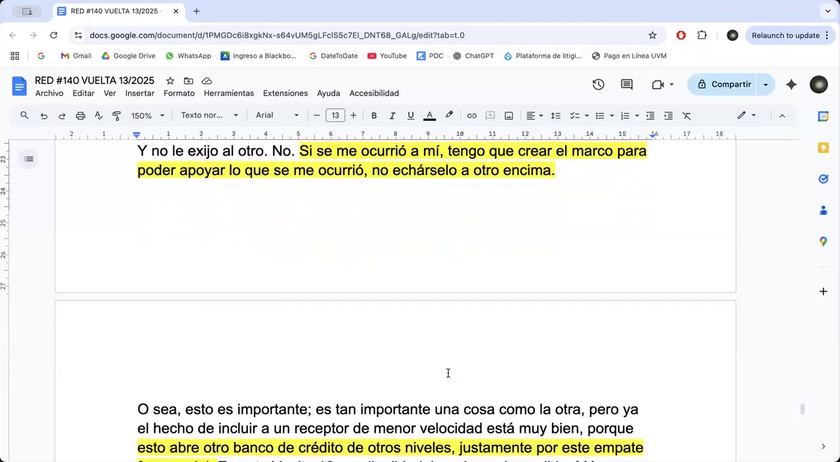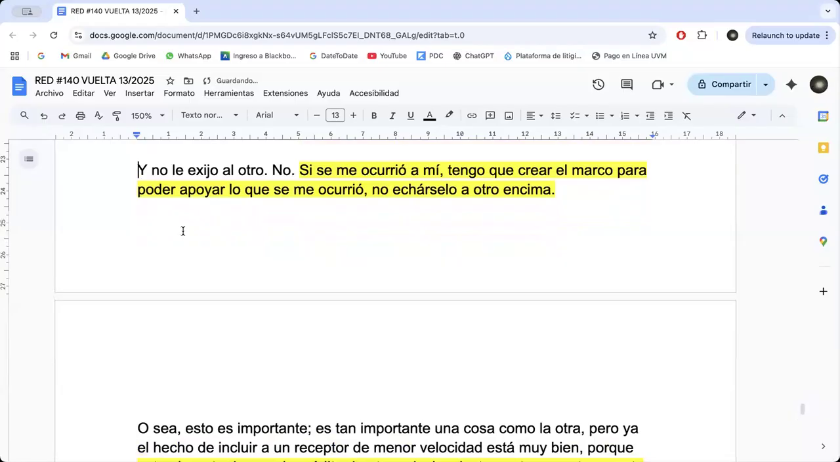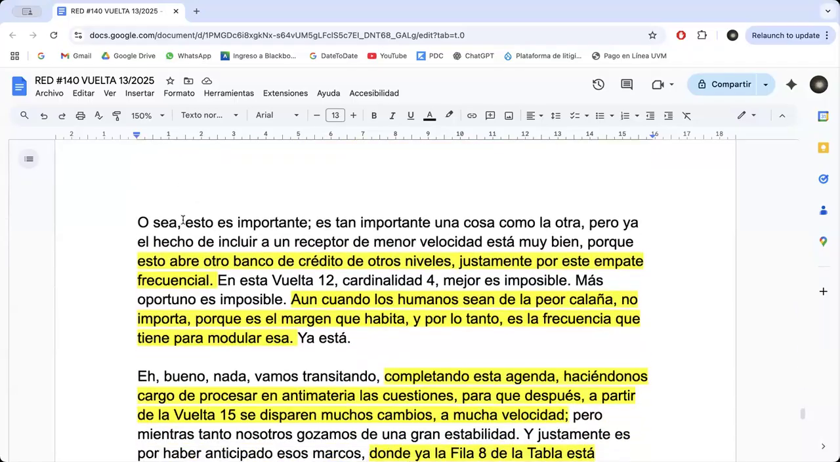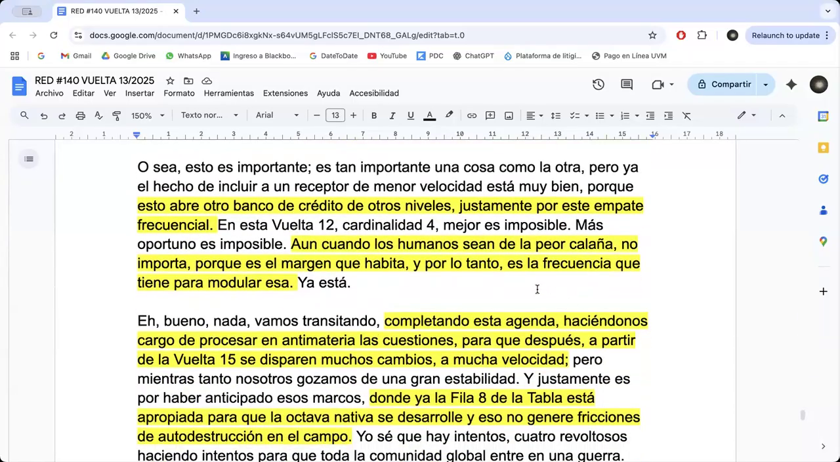I am not demanding someone else for anything. No, because if it is me, if something occurred to me, then I have the responsibility to create the frame to be able to support whatever has occurred to me. I am not supposed to throw someone else the task of creating the frame of something that occurred to me. So this is important, right?